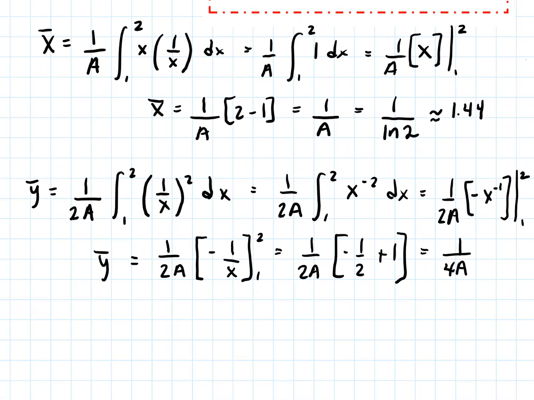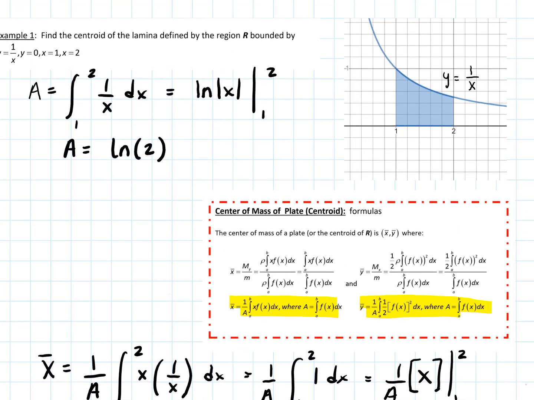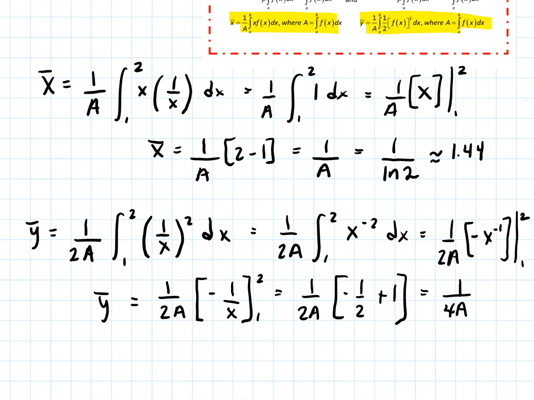Again, we calculated A at the beginning. A was just the area of the region, so A is the natural log of 2. We end up finding that y bar equals 1 over 4 times the natural log of 2, which is approximately, I did that on my calculator, 0.36. So doing those on the calculator, that was my y bar, and 1.44 was my x bar.